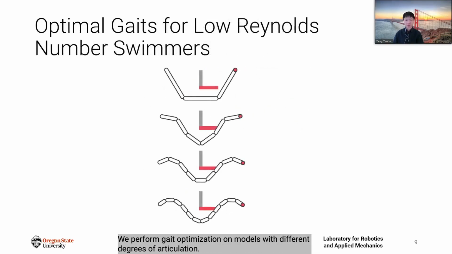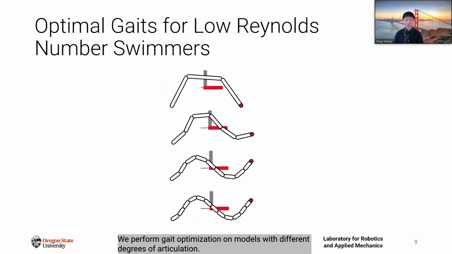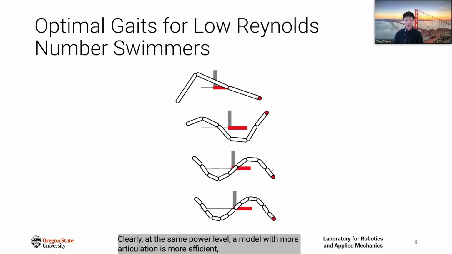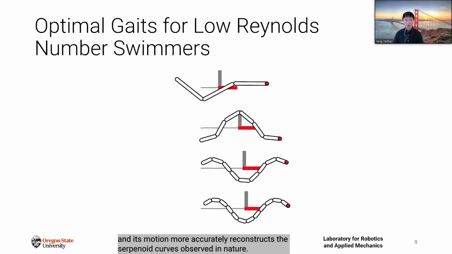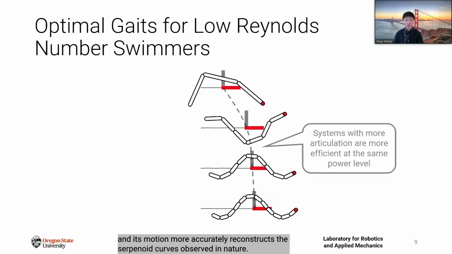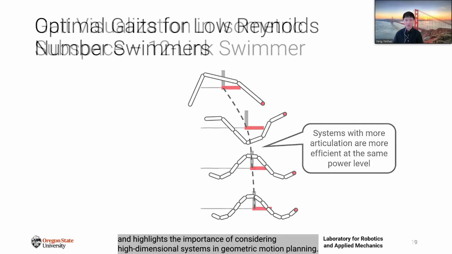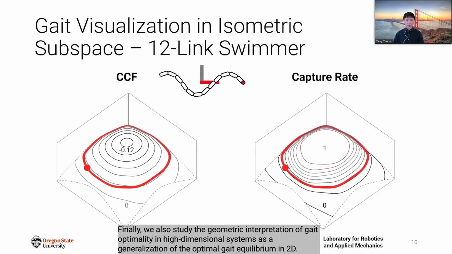We perform gait optimization on models with different degrees of articulation. Clearly, at the same power level, a model with more articulation is more efficient, and its motion more accurately reconstructs the serpenoid curves observed in nature. This suggests that models with more articulation have higher fidelity and highlights the importance of considering high-dimensional systems in geometric motion planning. Finally, we also studied the geometric interpretation of gait optimality in high-dimensional systems as a generalization of the optimal gait equilibrium in 2D.